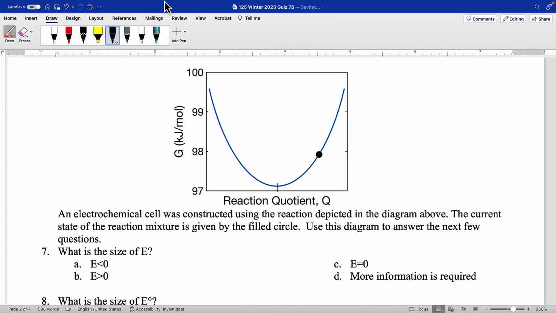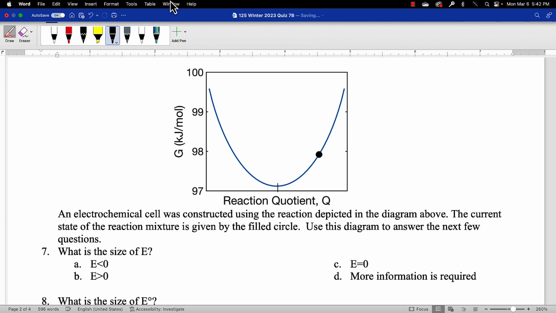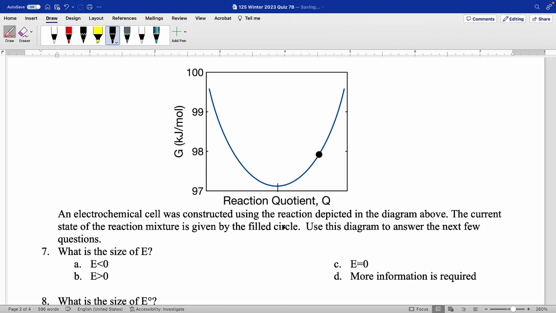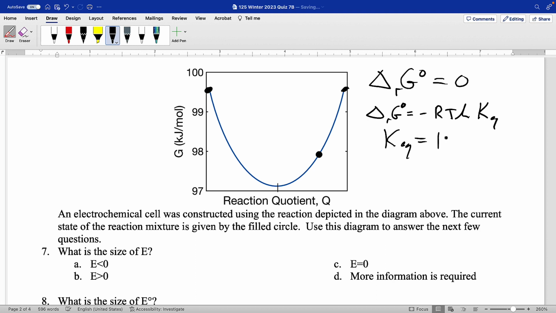Okay, for this next problem, we have an electrochemical cell based on some reaction, and we can see a lot about the reaction by looking at this graph, because we can see over here we've got reactants, and over here we've got products, and they're the same energy. So that means that delta G standard is equal to 0. Products minus reactants is 0. And because delta G standard is equal to negative RT log of K equilibrium, the only way to get delta G standard to be 0 is if K is equal to 1. So we can say that right away too.